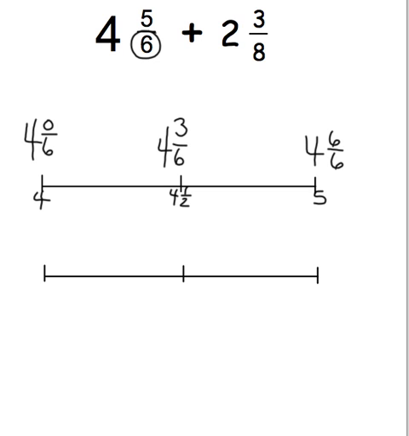The next part is now looking at how many pieces we have. We're looking at the numerator, which shows us how many pieces we have. In 4 and 5/6, will 5/6 fall between 0 and 3, or will it fall between 3 and 6? Looking at the numerator 5.